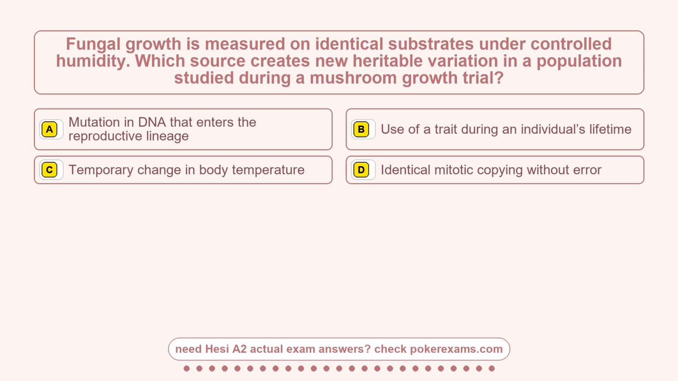Option B, use of a trait during an individual's lifetime. Option C, temporary change in body temperature. Option D, identical mitotic copying without error. The correct answer is option A, mutation in DNA that enters the reproductive lineage.